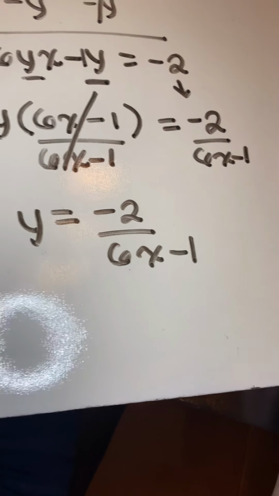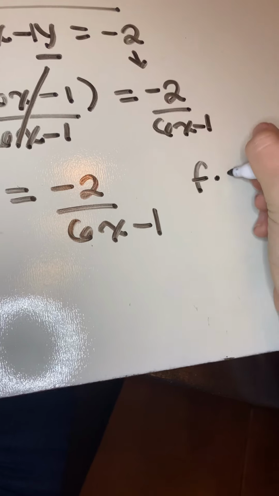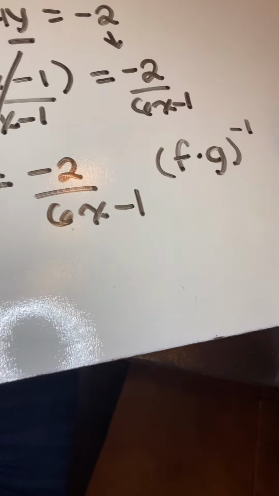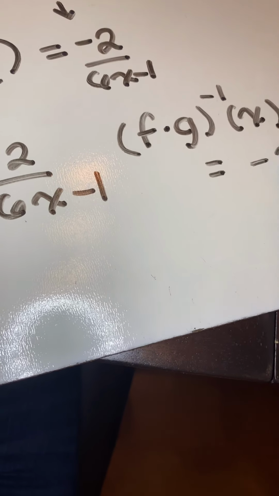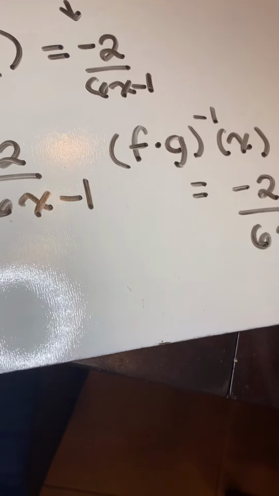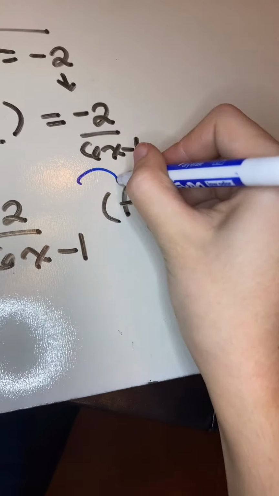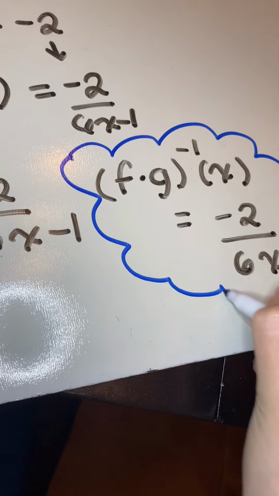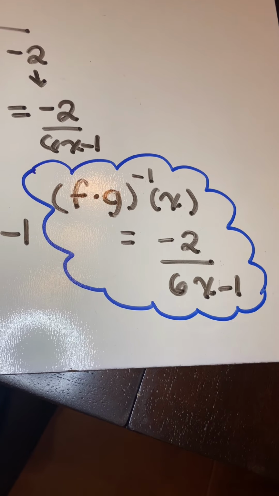You cannot leave it like that, so rewrite the question again. F of g to negative 1 of x equals negative 2 over 6x minus 1. So this is your answer for the third and last section of the question.